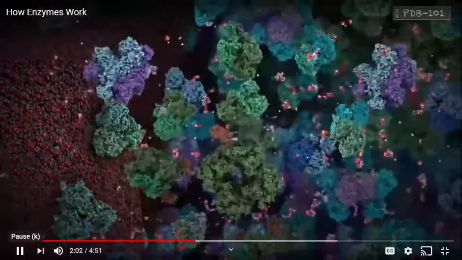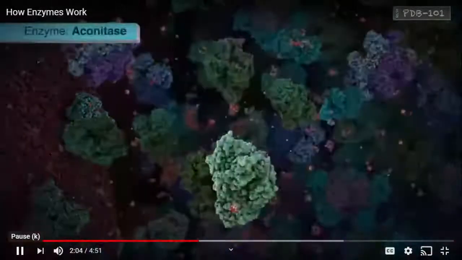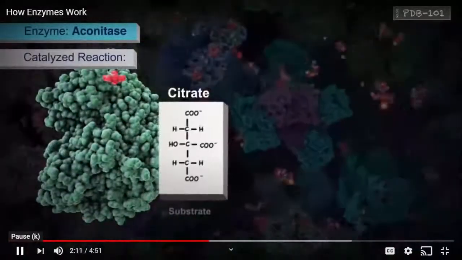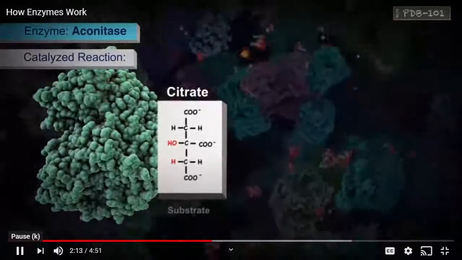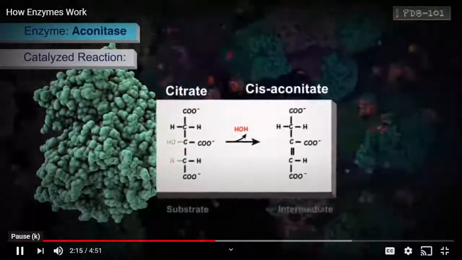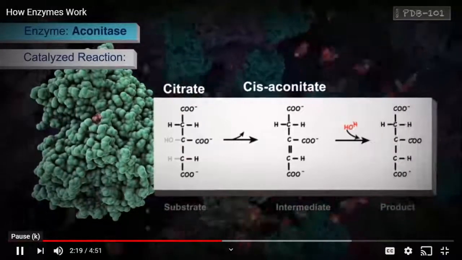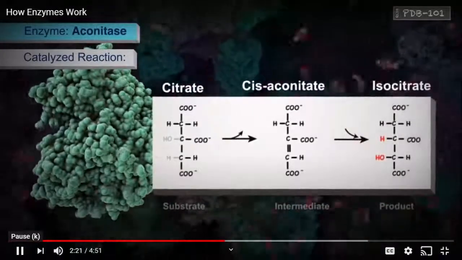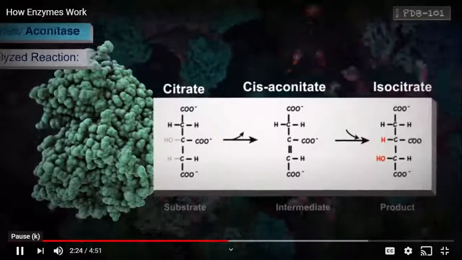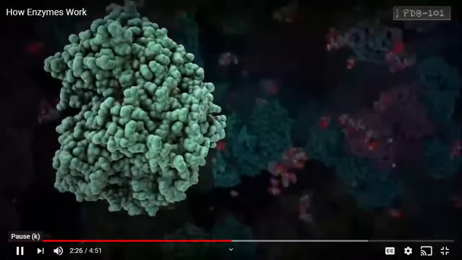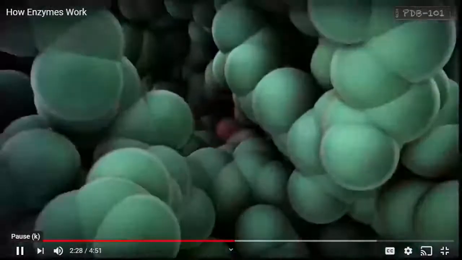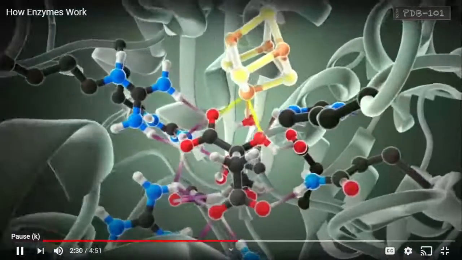To understand how enzymes work, let's take a closer look at the reaction in the citric acid cycle that is catalyzed by the enzyme aconitase. Aconitase binds to the substrate citrate, moves a hydroxyl group and a hydrogen to form an intermediate, cis-aconitate. It then adds the hydrogen and the hydroxyl back and moves them to different positions to form isocitrate. Some amino acids are perfectly positioned to recognize the substrate.